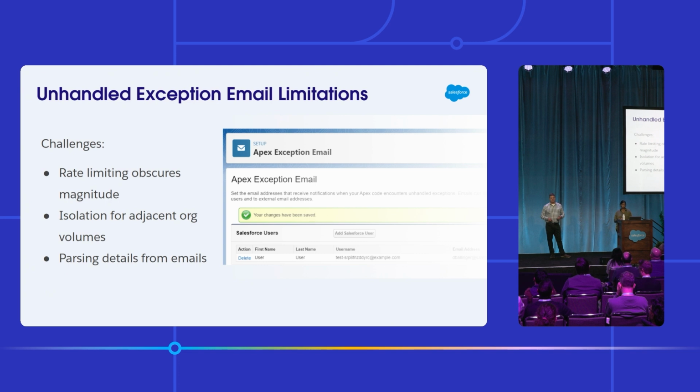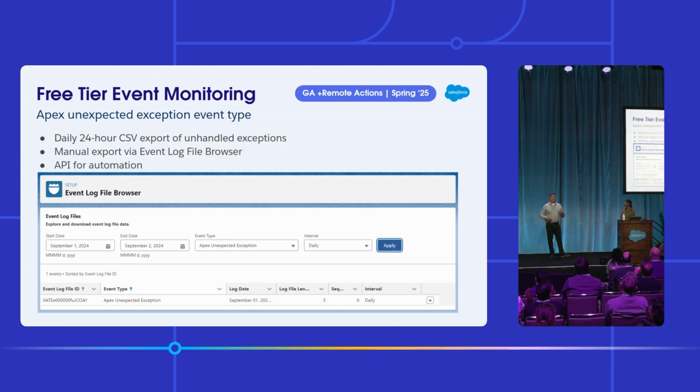It becomes quite arduous. So in Spring 25, you now have a free tier of event monitoring for the Apex unhandled exception event type, and this has been expanded to remote actions as well. This is great because you'll get one CSV file with the complete set of all unhandled exceptions from your code for the last 24 hours.